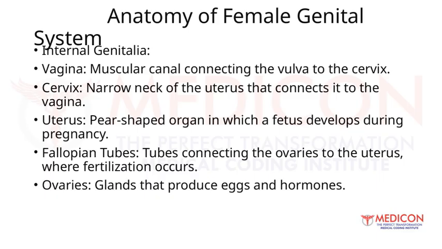Connecting the ovaries to the uterus are the fallopian tubes. These tubes are where fertilization typically occurs when a sperm meets an egg. They also serve as pathways for the eggs to reach the uterus. Lastly, the ovaries are small glands located on each side of the uterus. They produce eggs, or ova, and secrete hormones like estrogen and progesterone, which regulate the menstrual cycle and support pregnancy. Understanding these internal structures helps us appreciate how the female reproductive system functions as a coordinated and complex system essential for reproduction.